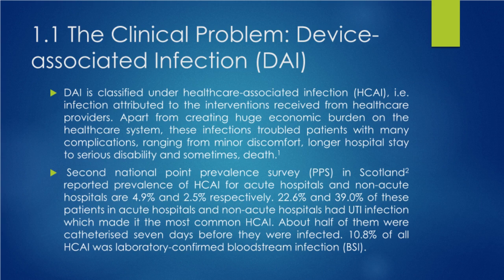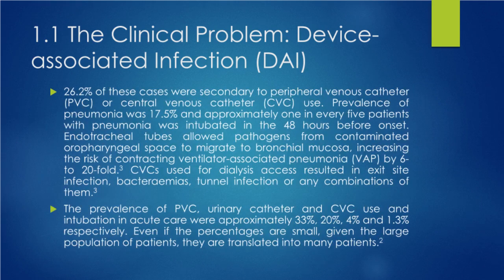10.8% of all HCAI was laboratory-confirmed bloodstream infection (BSI). 26.2% of these cases were secondary to peripheral venous catheter (PVC) or central venous catheter (CVC) use.